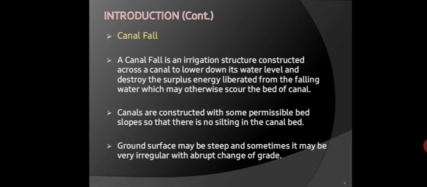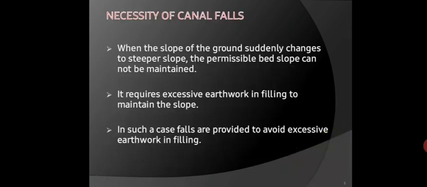Canals are constructed with some permissible bed slope so that there is no silting in the canal bed, right? The ground surface may be steep and sometimes very irregular with abrupt change of grade. So at some locations the ground level and the canal bed level do not match each other. In that condition, to level both, a canal fall is constructed.